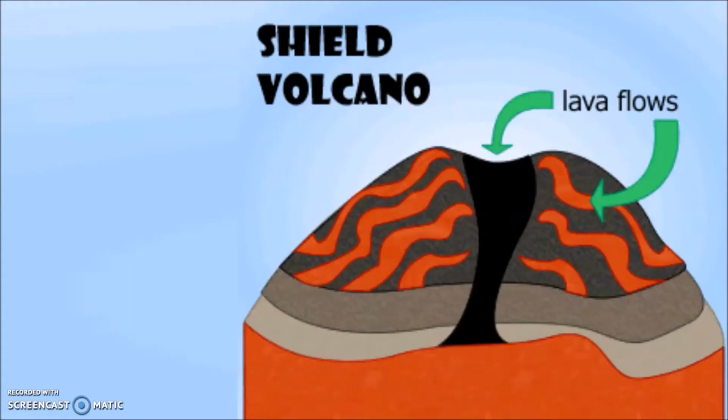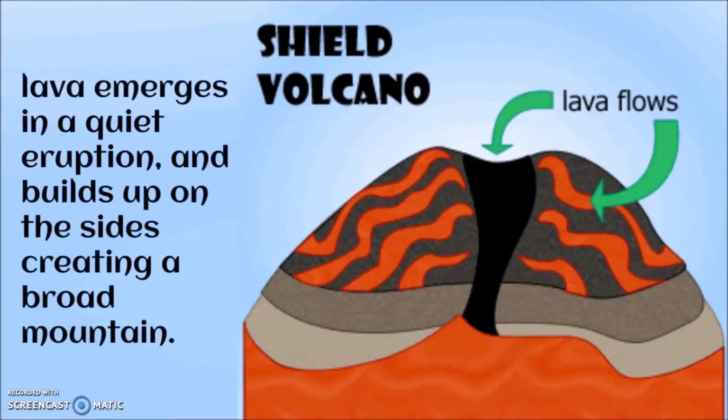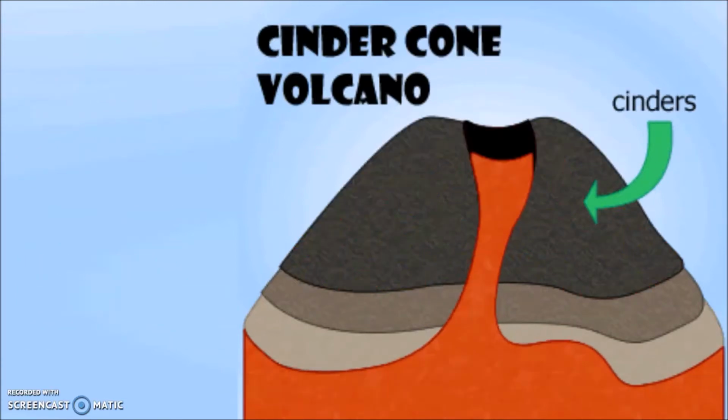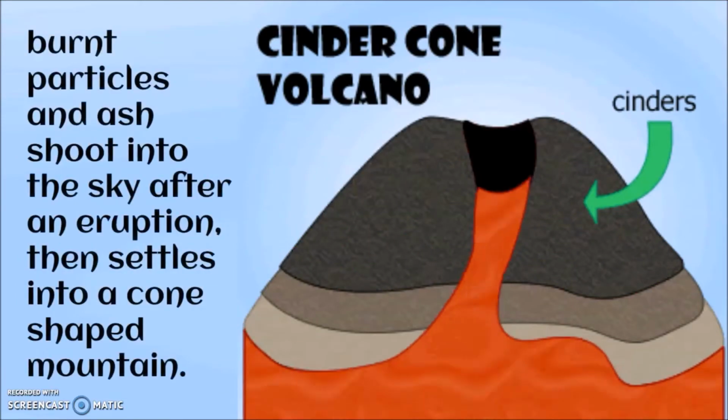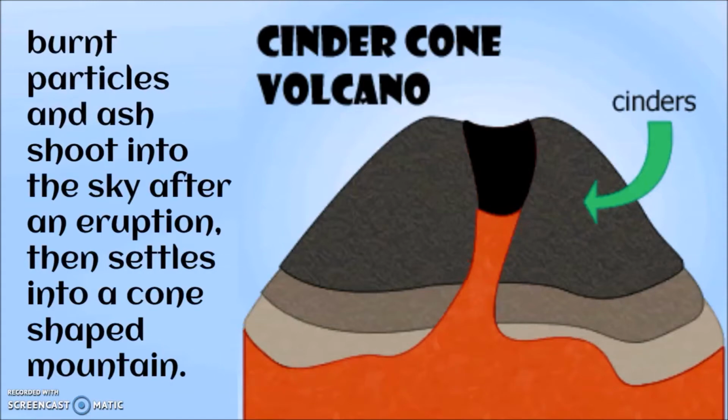The first is a shield volcano, which is made of lava that emerges in a quiet eruption and builds up on the sides, creating a very broad mountain. The second is a cinder cone, which is made out of burnt particles and ash, called cinder, which shoot into the sky after an eruption, then settle into a cone-shaped mountain.